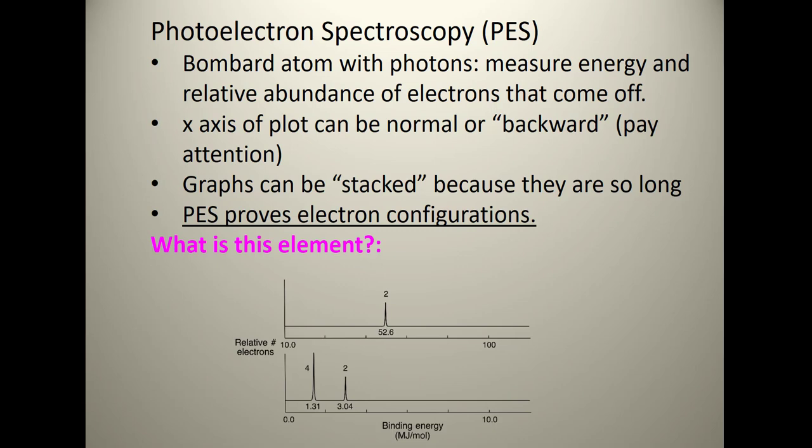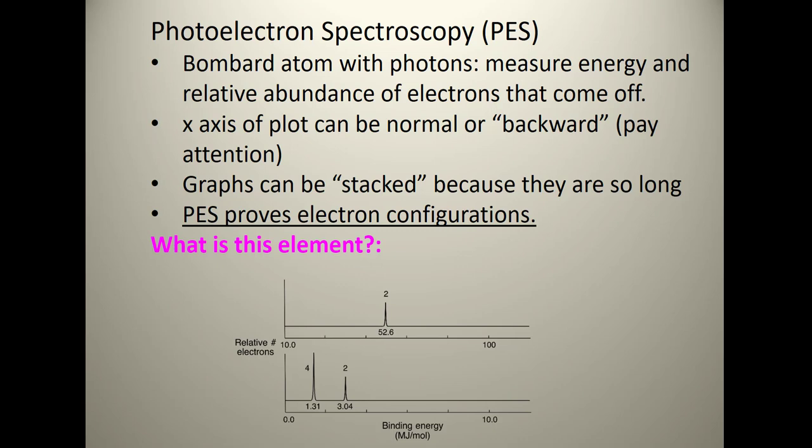Photoelectron spectroscopy, or PES, is a way to look at the amount of energy that it takes to strip an atom of its electrons. So we bombard the atom with photons, and then we measure the energy and the relative abundance of the electrons that come off. And from this, we can plot a graph.